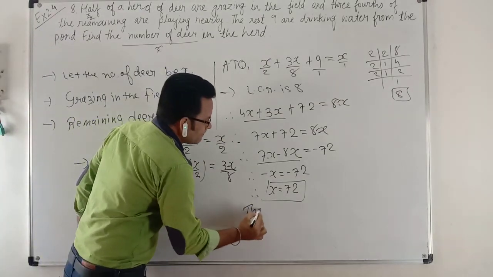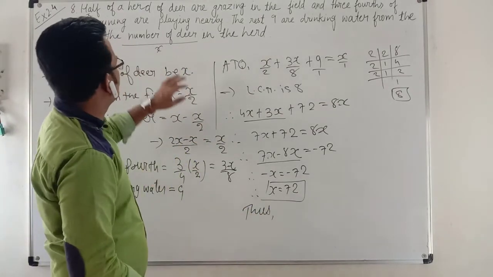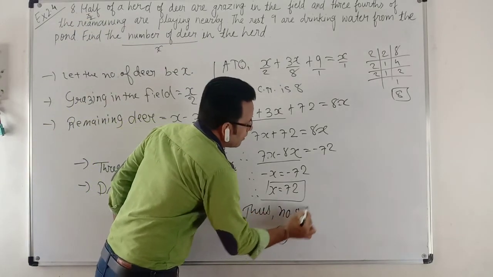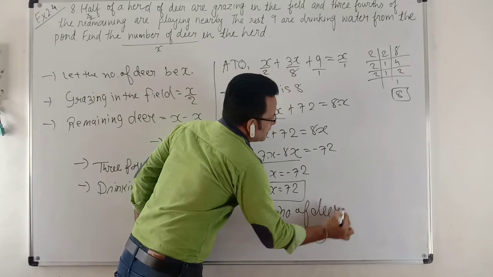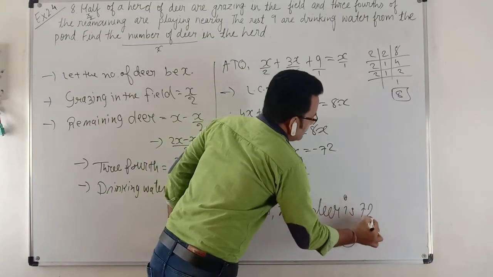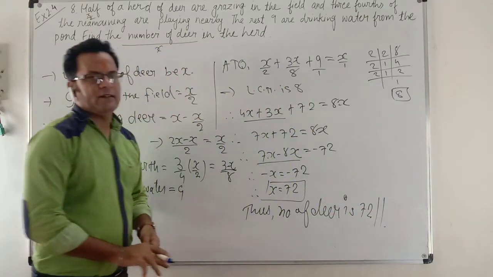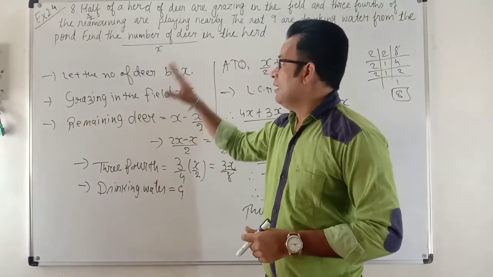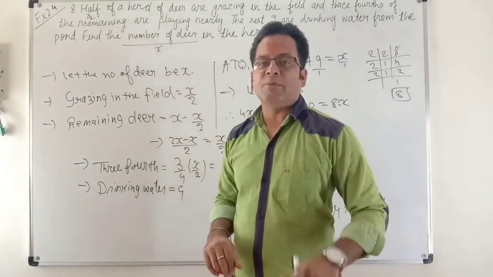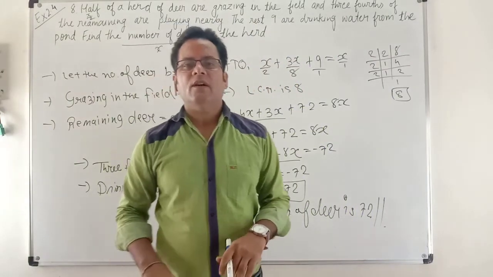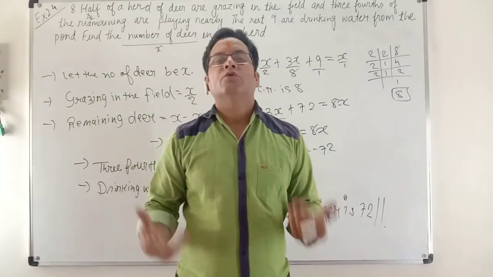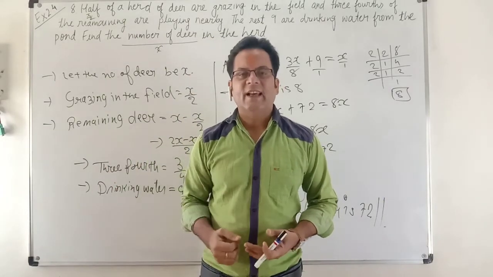Thus, see the question, what you will find? Thus, number of deer is 72. Remember, students, while framing the equation, you should not be mistaken, otherwise you will never get your answer. First of all, we have to understand the question. Here, total deer is not given, so that is x.